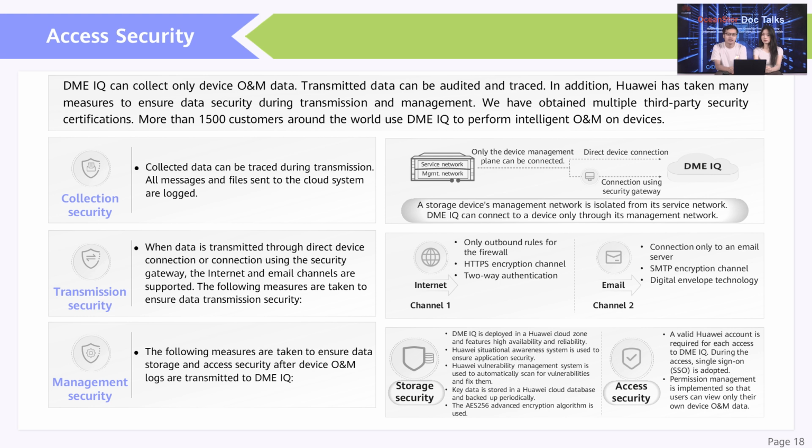The second measure is transmission security. DME IQ uses the HTTPS encryption channel and two-way authentication to ensure the transmission security of the internet channel. What's more, DME IQ uses the SMTP encryption channel and the digital envelope technology to ensure the transmission security of the email channel.